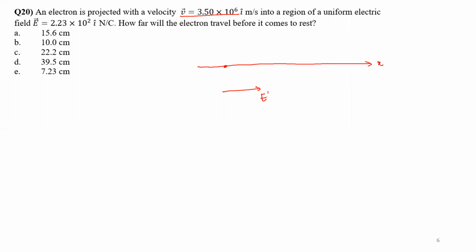The magnitude of the electric field is 2.23 × 10^2 Newton per Coulomb, and it's along the positive x direction. My velocity v is 0 along y, and I have v naught x. So basically I'm along the x direction. What is my v naught x? It's given: 3.5 × 10^6 meters per second.